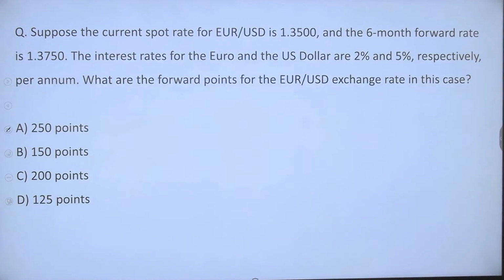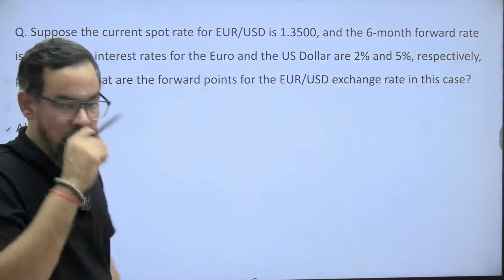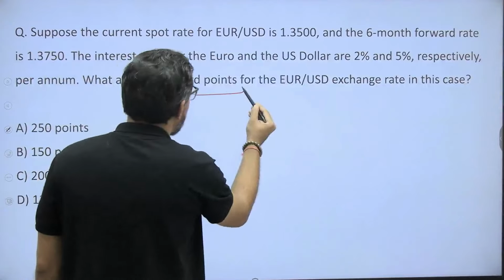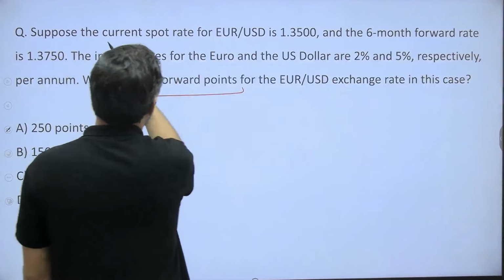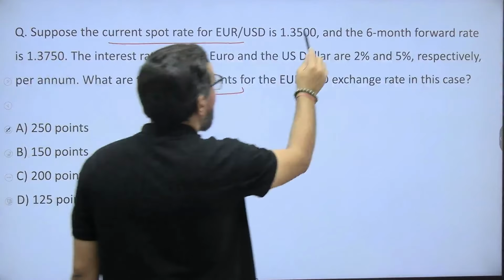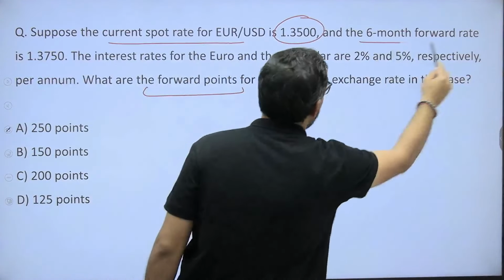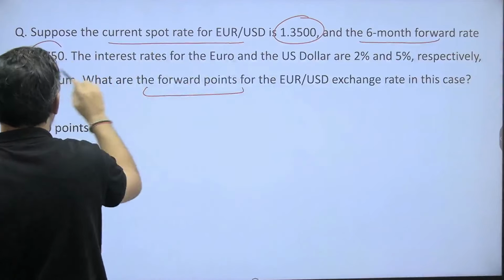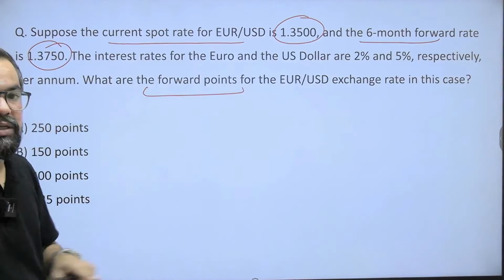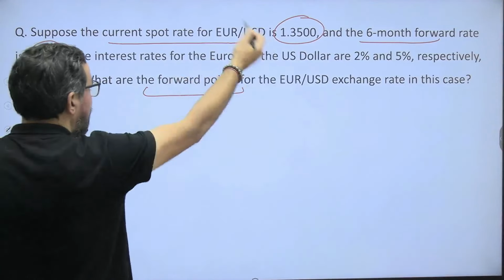So in this particular case, you have to calculate forward points. Very simple. Take the forward points. Suppose the current spot rate of USD INR is 1.3500. The 6 month forward is 3750. The rest of the story is not required in this particular case. So that is the outcome of this.